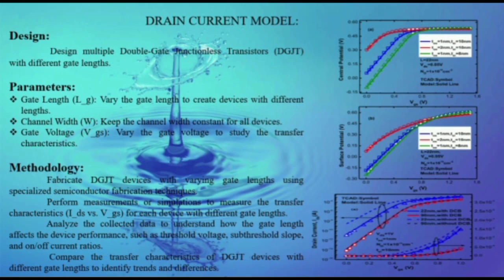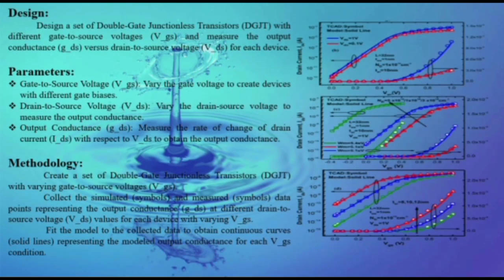Compare the transfer characteristics of the device with different gate lengths to identify the trends and differences. And in this graph, the design involved is to set up a double gate junctionless transistor with different gate-to-source voltages and measure the output conductance versus drain-to-source voltage for each device. Parameters included are gate-to-source voltage, drain-to-source voltage, and output conductance. The gate-to-source voltage is varied to create devices with different gate bias, and the drain-to-source voltage is varied to measure the output conductance.